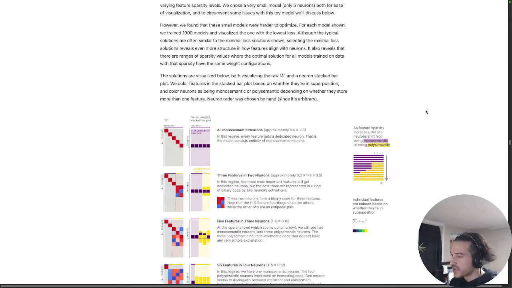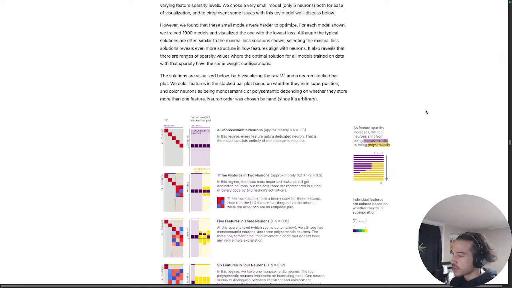Below, we see 3 features and 2 neurons, approximately 0.2 less than or equal to 1 minus s. So 1 minus s is between 0.2 and 0.5. In this regime, the 3 most important features still get dedicated neurons, but the next three are represented in a kind of binary code by two neurons' activations. These two neurons form a binary code for three features. Note that the 1-1 feature is orthogonal to the others, while the other two are an antipodal pair.